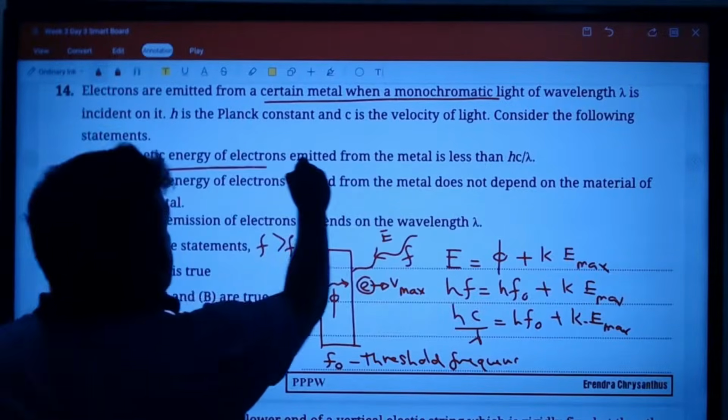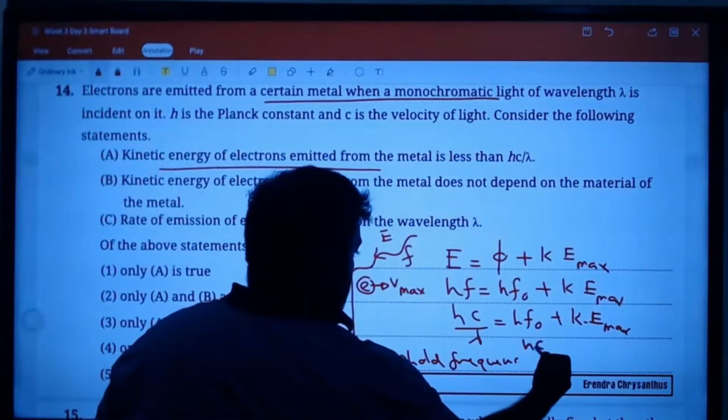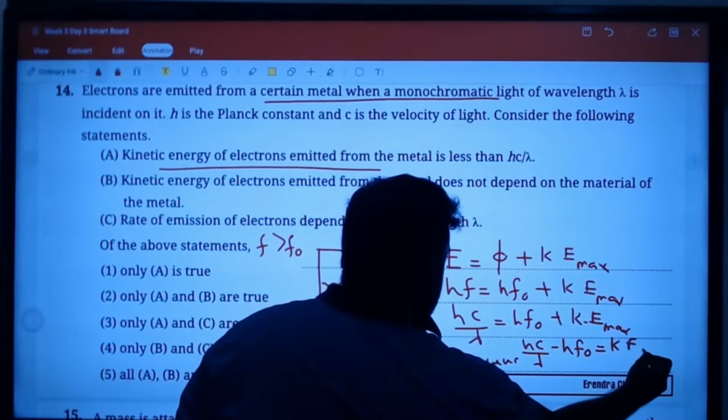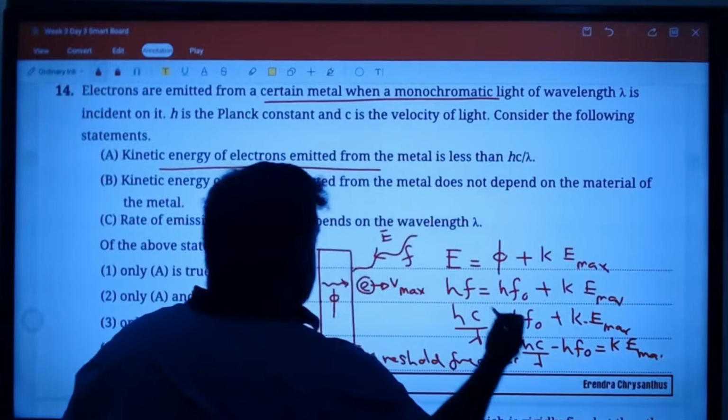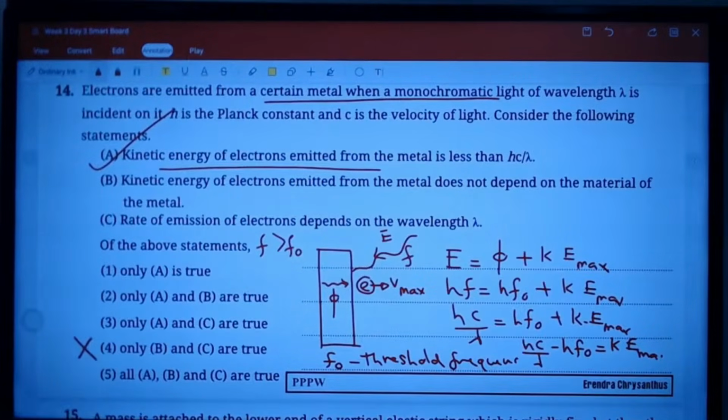Question: kinetic energy emitted is less than hc/lambda? Yes, no. hc/lambda minus h f naught, that is KE max. So kinetic energy is less than this. So A is correct. B wrong.